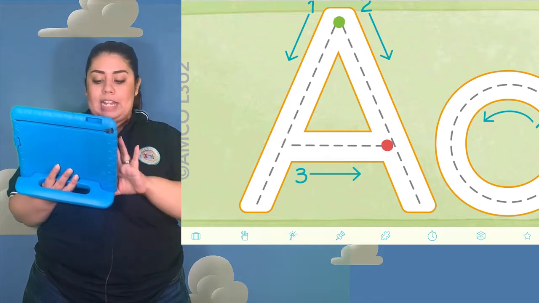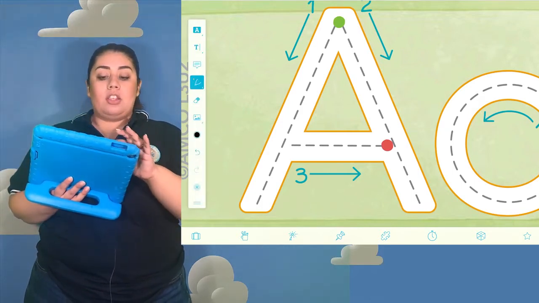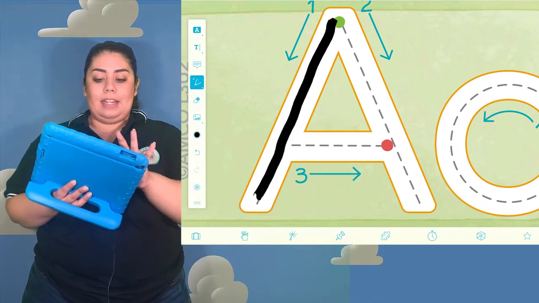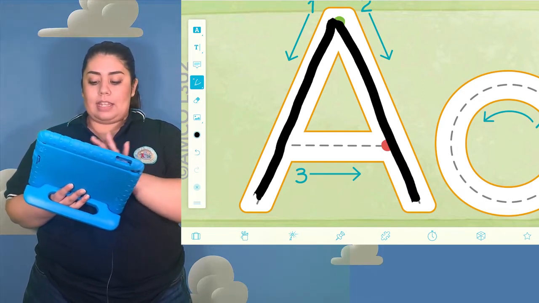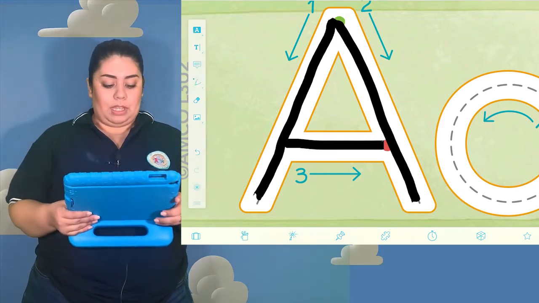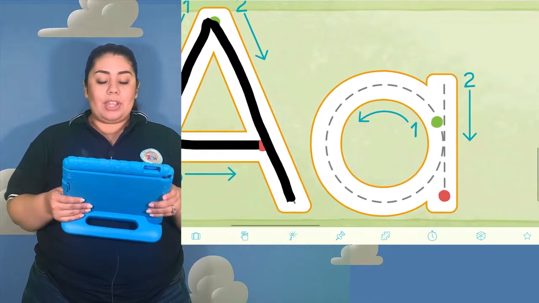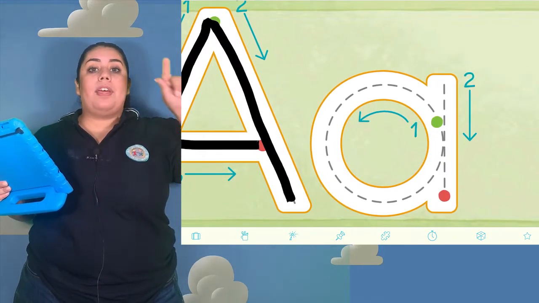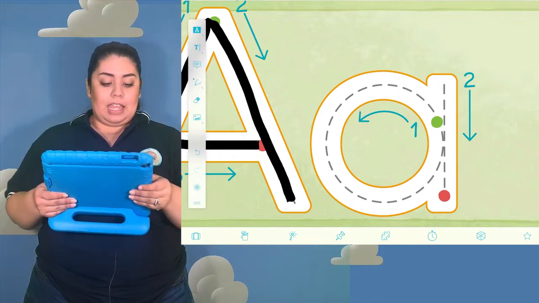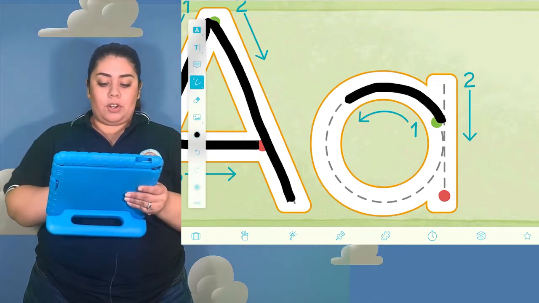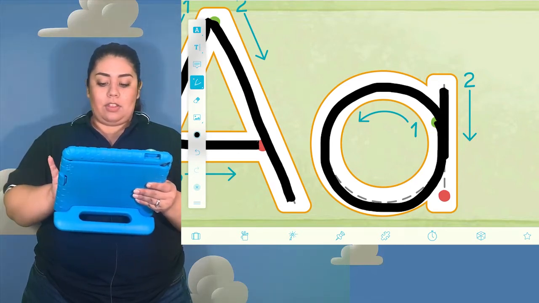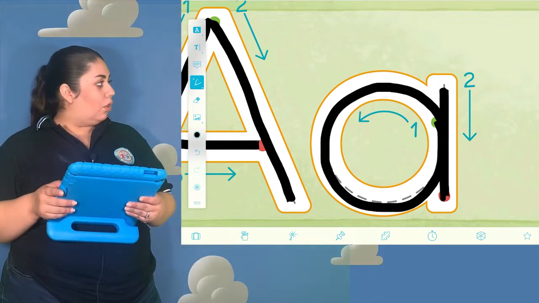Okay? Ready? Pencil. Start from the green circle and I go down from this side. I go down to that side and then in the middle, step number 3. Now, in lowercase, remember we do the circle first and then the line. Do the circle first like this and then the line on step number 2.